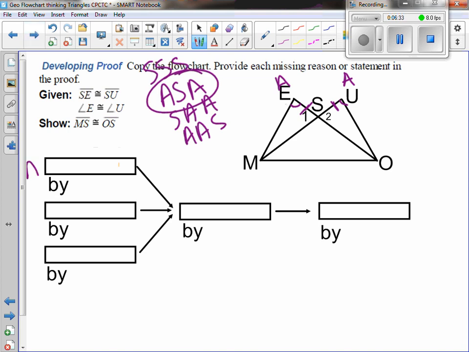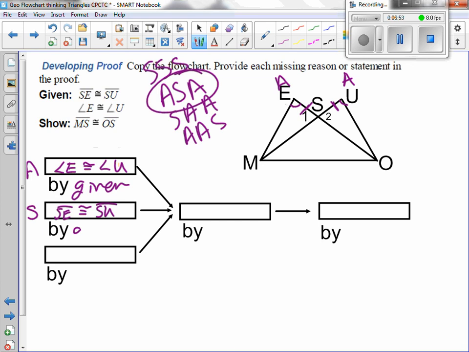So one of the angle sets that we know is that angle E is congruent to angle U. Yes. How do we know that? That is given. I have a set of sides. SE is congruent to SU, and that is given. So those two pieces of information so far.